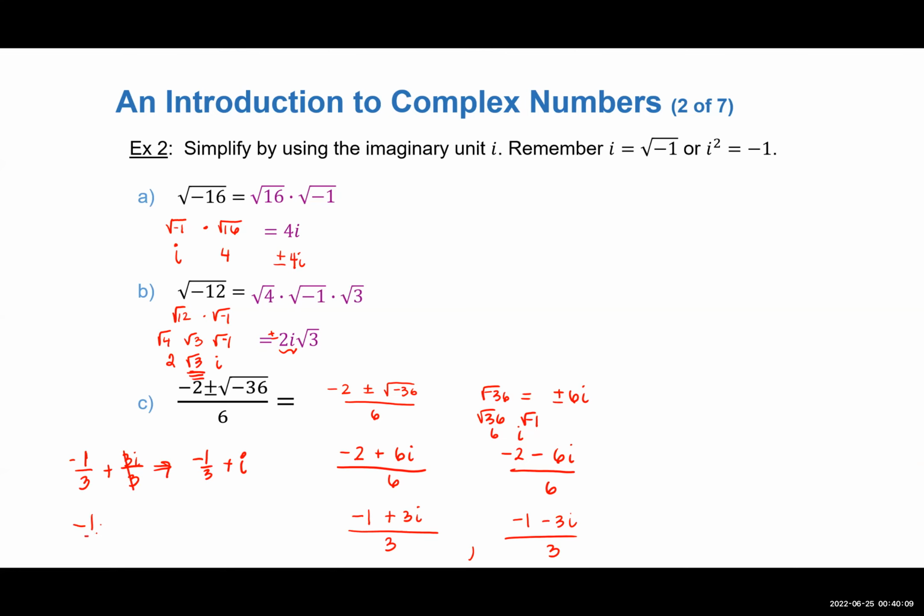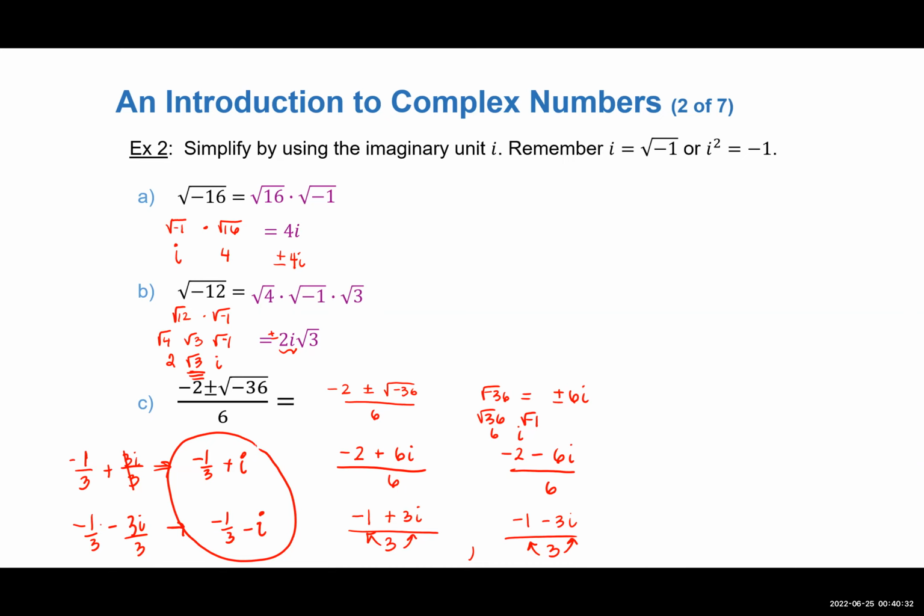The other one will be -1/3 minus 3i over 3. I just split the fraction so that they each could have a denominator of 3, because that's what that long fraction bar means. And so I'd have -1/3 minus i. So that will be my answers.